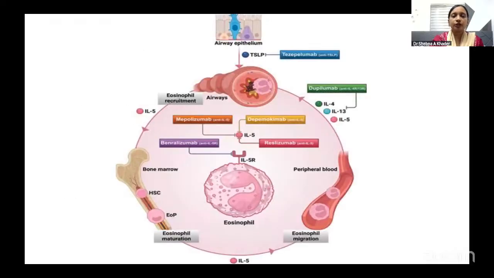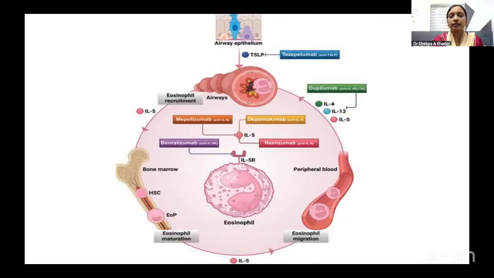So this is in short about the monoclonal antibodies. The first one is tezepelumab that acts against the TSLP, which I have already told, blocking the first step itself. And the IL-5 that is seen as a pink dot is mainly related to the eosinophil inflammation, and that is blocked by mepolizumab and reslizumab. And the receptor is blocked by benralizumab, thereby inhibiting the action of IL-5 and reducing the eosinophil.